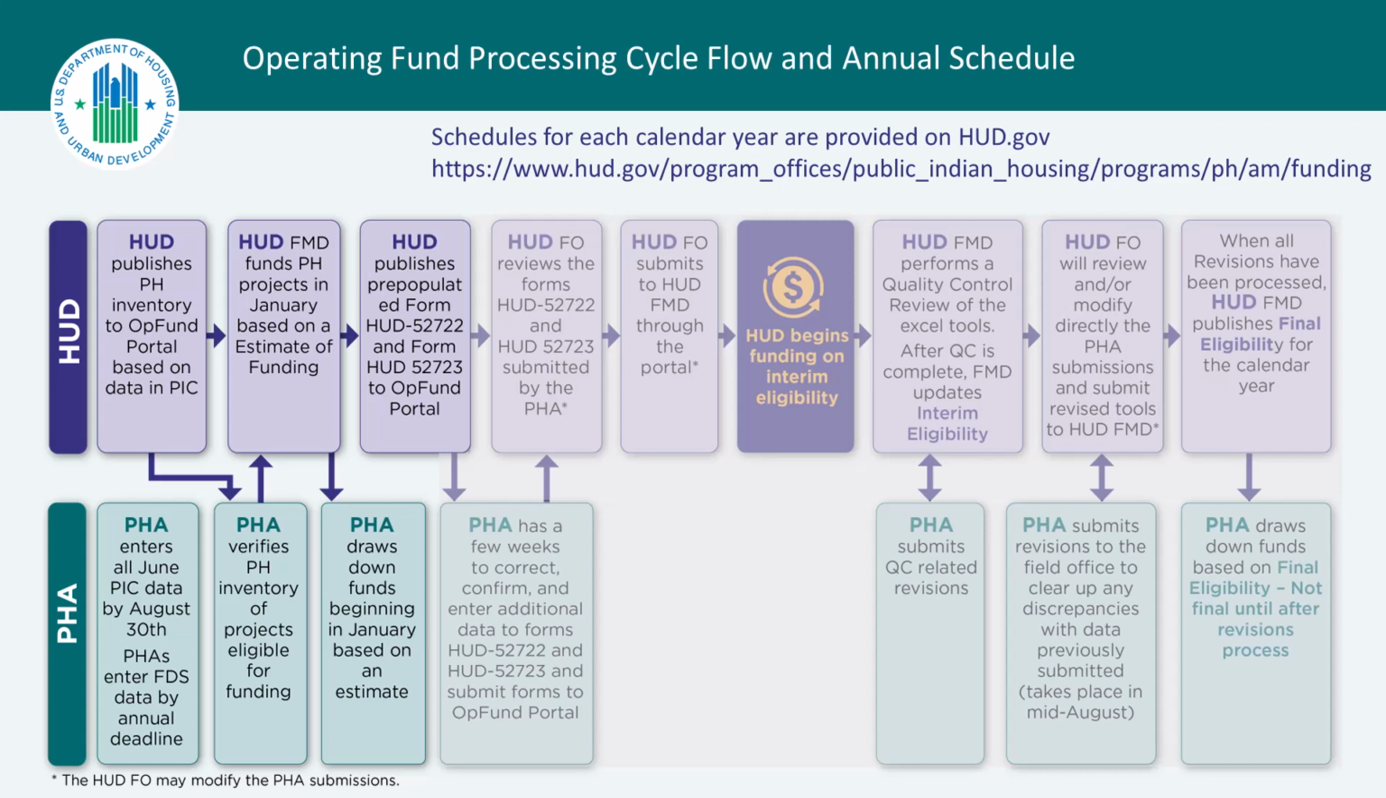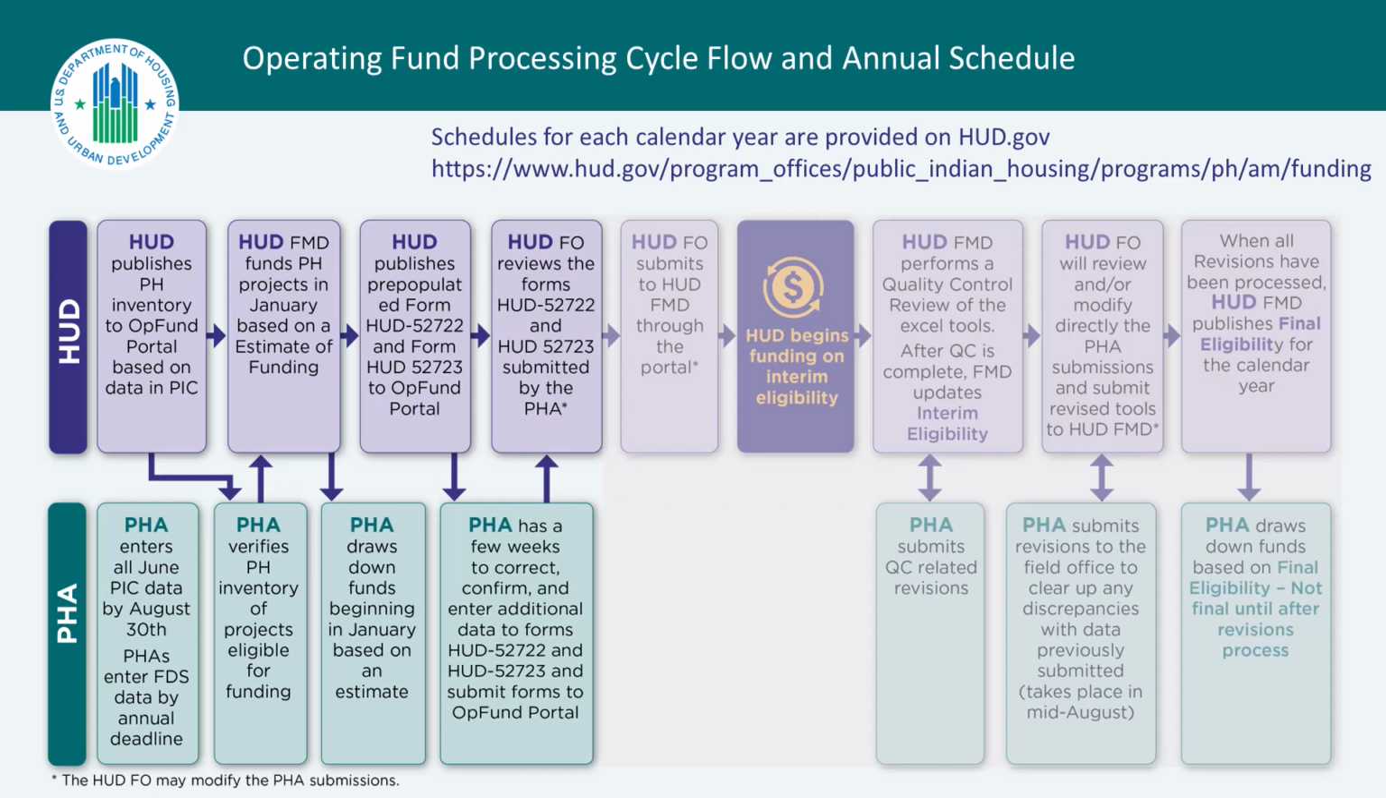HUD then posts pre-populated HUD Forms 52722 and 52723 in the Op Fund portal. These forms are populated with unit status data from IMS PIC and other elements from the FDS. Each project must have separate operating subsidy calculations conducted via the completion of a 52722 form and 52723 form submitted through the Operating Fund web portal.